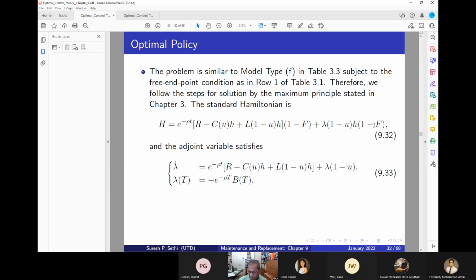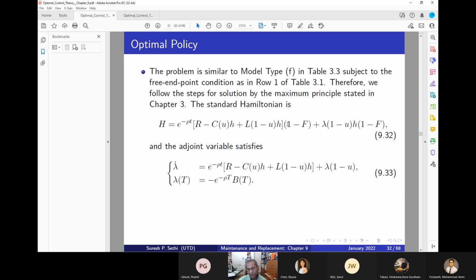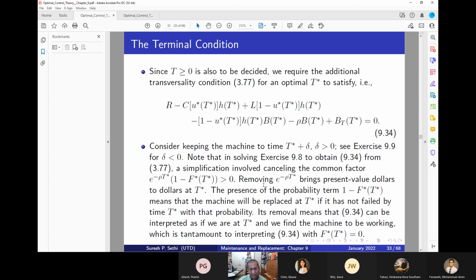So Hamiltonian is straightforward. Lambda dot is straightforward. Lambda t comes from the derivative of this is straightforward. All of this is good. And then one more condition, which is if the T has to be determined, I use 3.77, which is the terminal condition for T star to be optimal. By the way, this is exercise 9.8. So this is derived in 9.8. I do it here, for example.